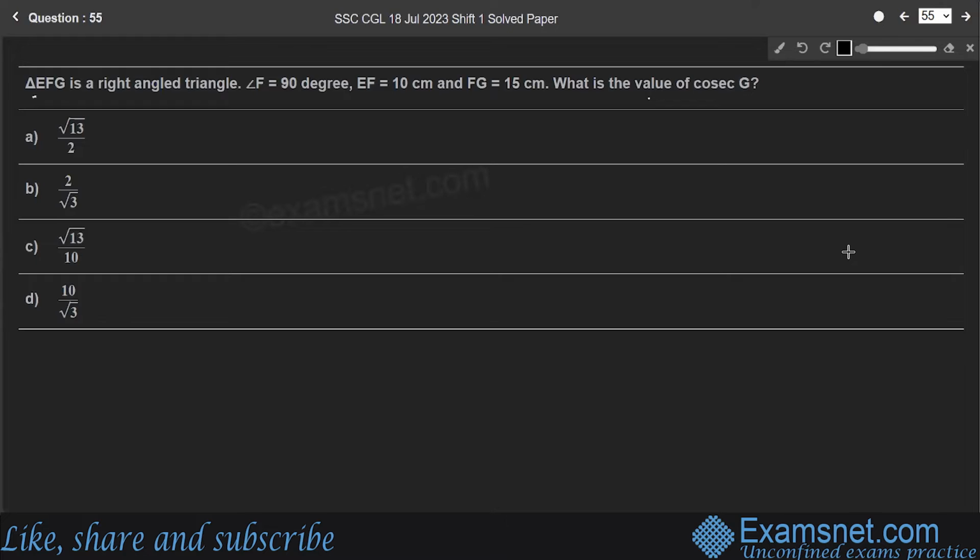Question 55. Triangle EFG is a right angle triangle. Angle F is 90 degrees. EF is 10 centimeter. FG is 15 centimeter. What is the value of cosecant G?